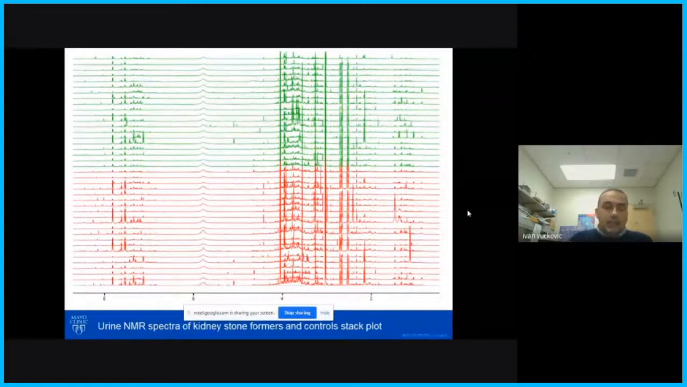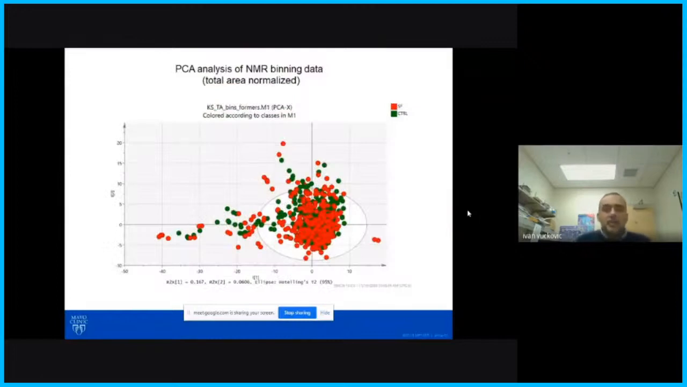Then we apply our custom or intelligent binning, and we end up with a data table which contains 1,300 samples and 214 custom-designed bins. When we apply PCA on these bins, this is the overview of our samples. You can see that there's no straightforward separation between the groups, which is of course not expected for such a complex problem as kidney stone formers, but PCA can also reveal some outliers.